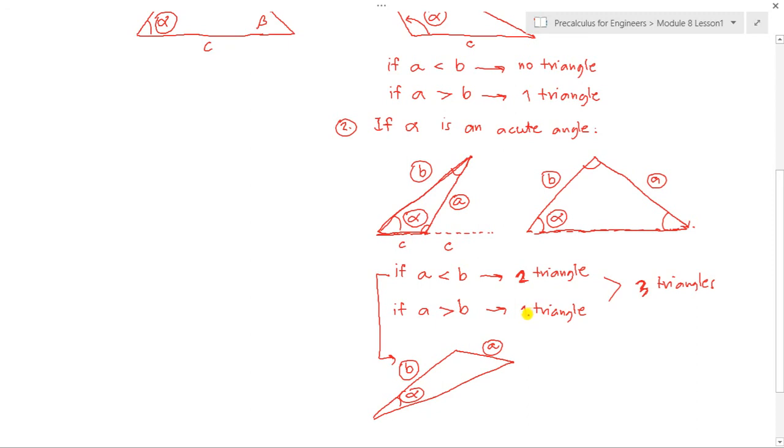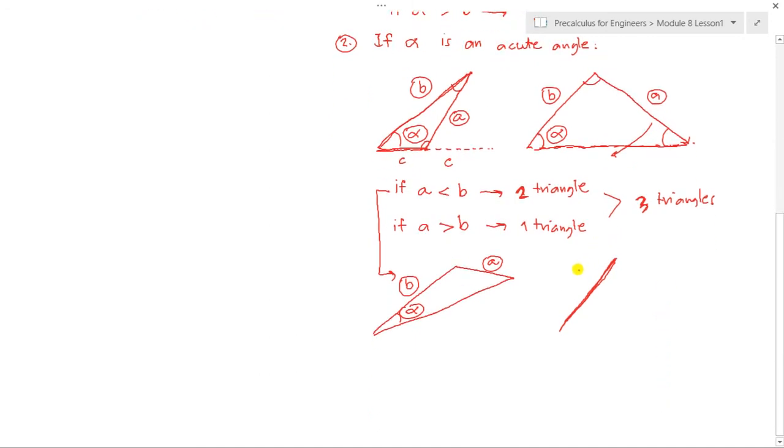For the second situation, if A is greater than B, I think there is only one. The other possibility is gone, because if you swivel it toward side B, it works, but what would be generated is an obtuse angle, not acute. So, therefore, there is only one for the second statement, if A is greater than B.